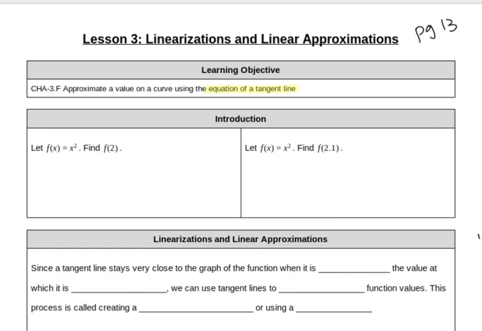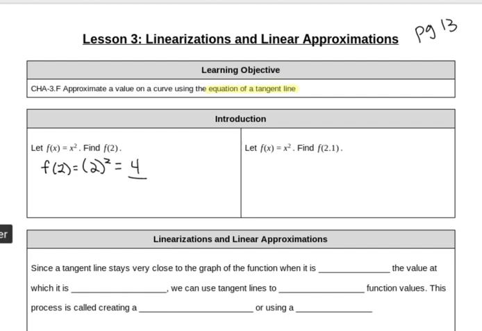So really quick, a reminder of how to evaluate. If we've got f of x equals x squared and we want to find f of 2, we're literally just going to plug in 2. So we get 2 squared, which is 4. That's a nice, easy number for us to evaluate.